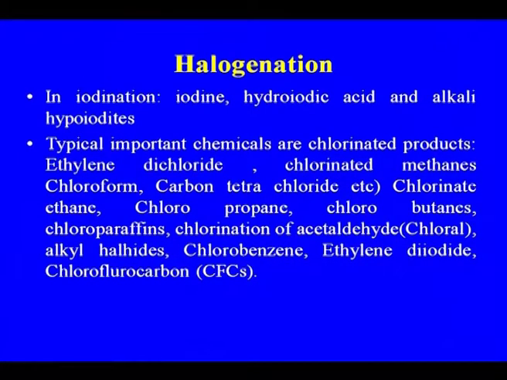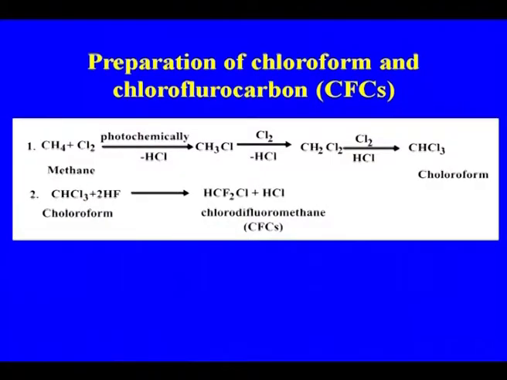Typical examples are chlorinated products: ethylene dichloride, chlorinated methane, chloroform, because in the chlorination of methane a number of products are obtained, that is chloroform, carbon tetrachloride, then chloroethane, chloropropane, chlorobutanes, chlorination of acetaldehyde, alkyl halides, and chlorobenzene, because that is the starting material for nitrobenzene. So chlorobenzene to nitrobenzene was the earlier process. Also ethylene diiodide, and chlorofluorocarbon, that is the use of fluorine. This is the reaction that takes place in the chlorination of methane.